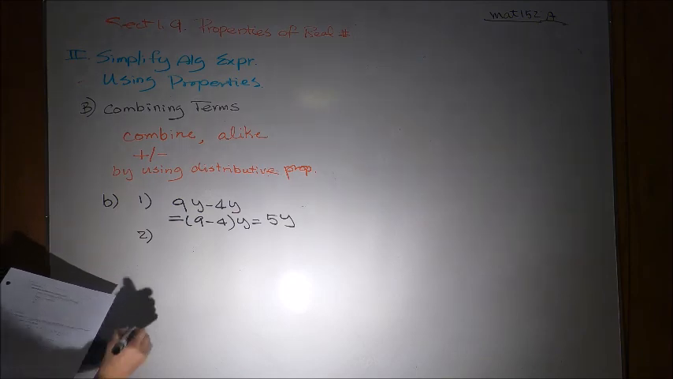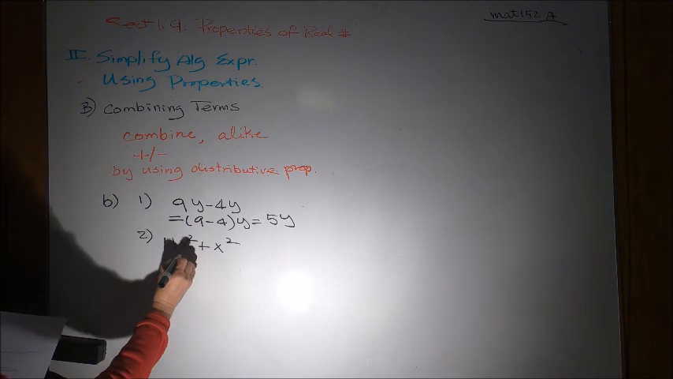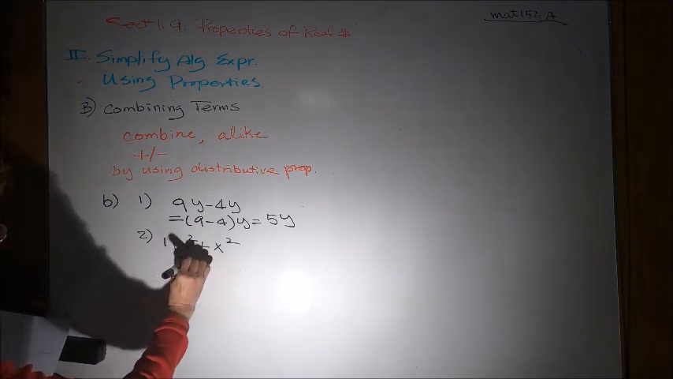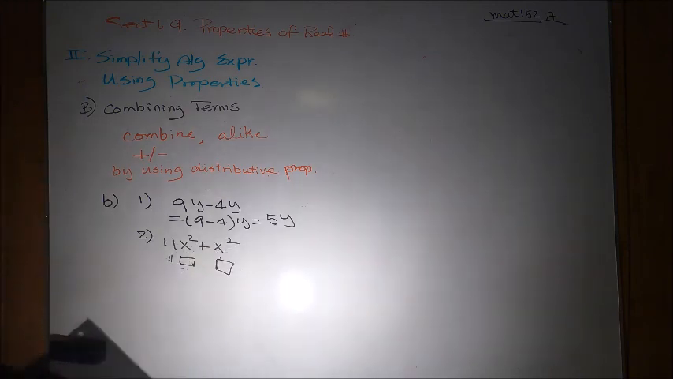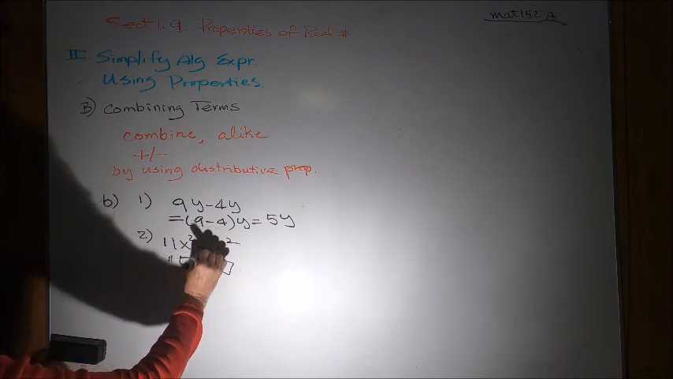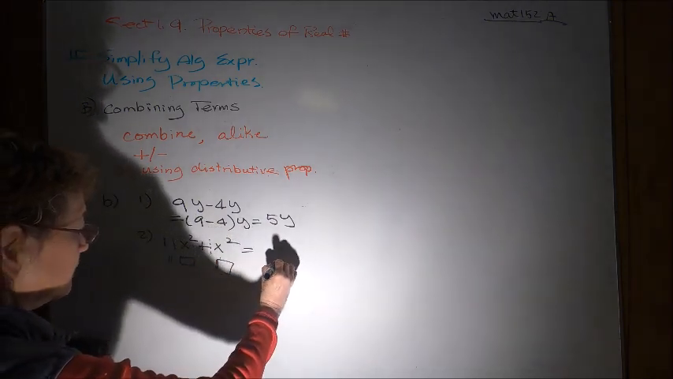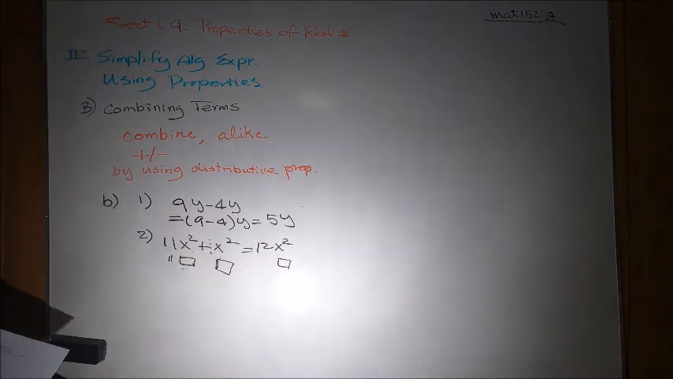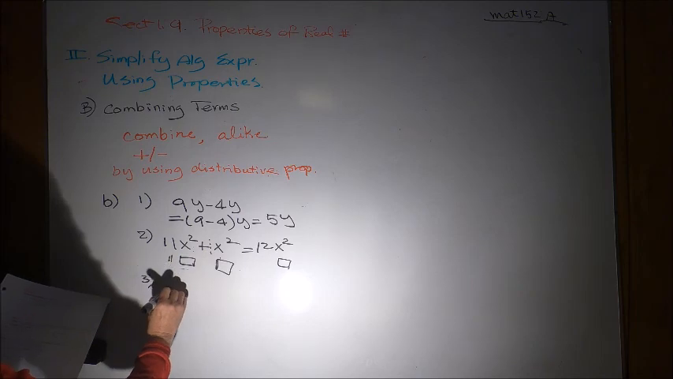How about 11x squared plus x squared? That means I have 11, oops, not a cube. I have squares. I have 11 of them plus 1 of the square. X squared means an invisible 1. What do you think? How many squares do you have? You just add them. You have 12x squared.